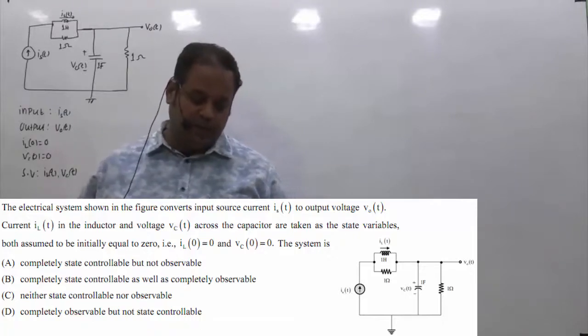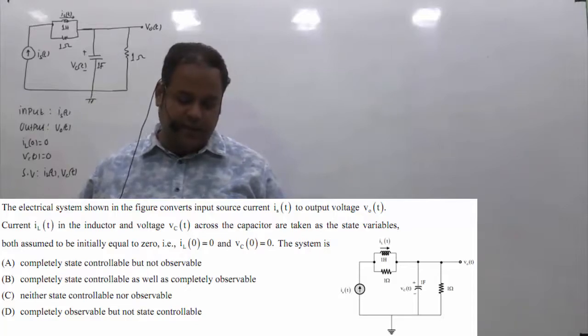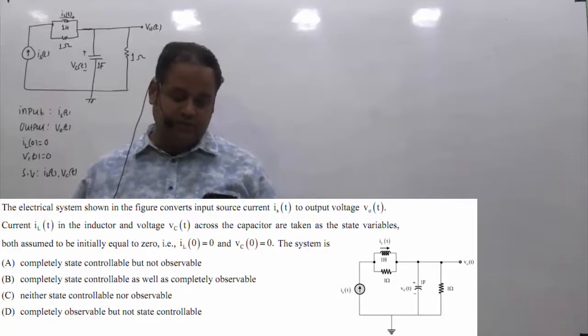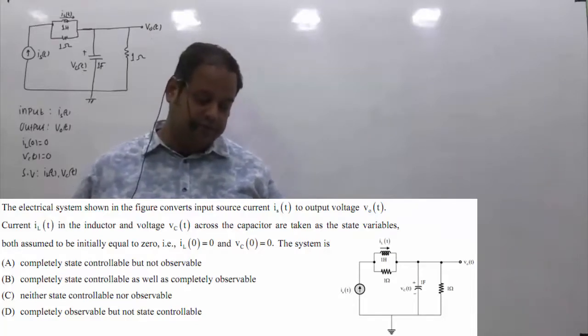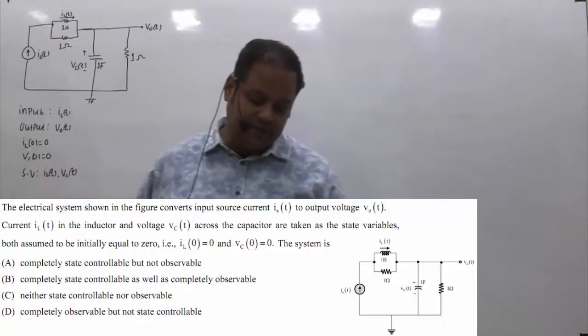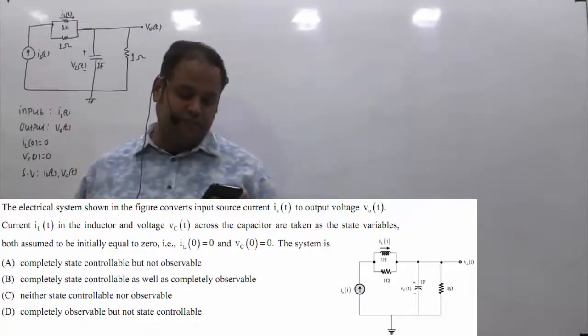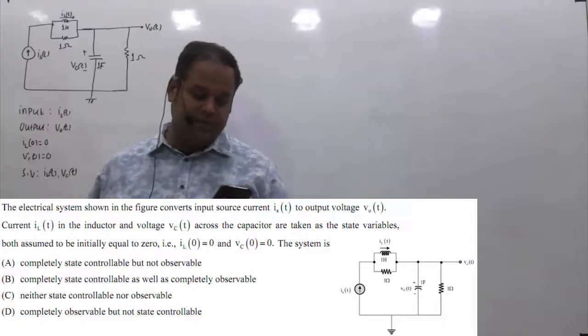The current IL(t) in the inductor and voltage VC(t) across the capacitor are taken as state variables, both assumed to be initially equal to 0. That is, IL(0) equals 0 and VC(0) equals 0. The system is, if you see the options, completely state controllable as well as completely observable.